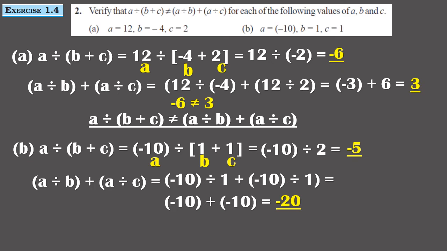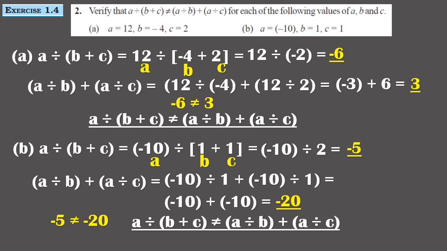So here also what we get? Minus 5 not equal to minus 20. Therefore, A divided by B plus C not equal to A divided by B plus A divided by C. This is the format of how to do it. Now let us move on to question number 3.